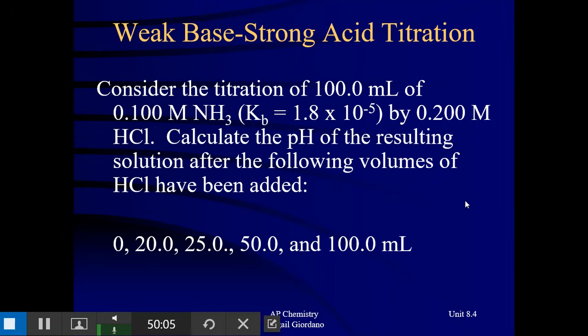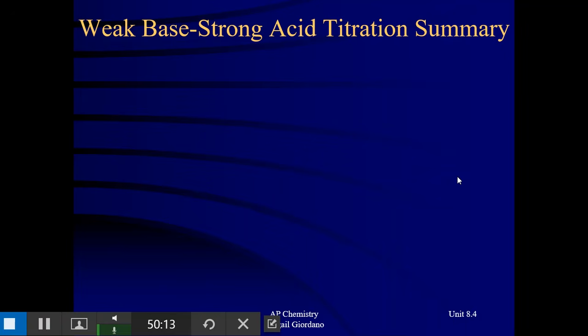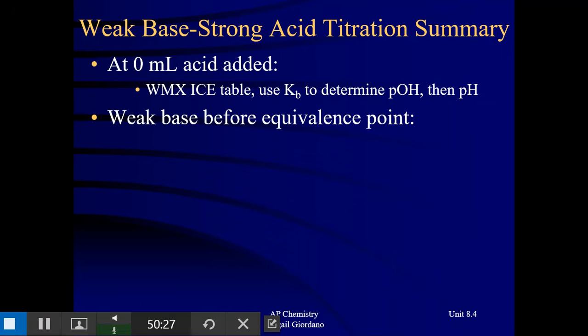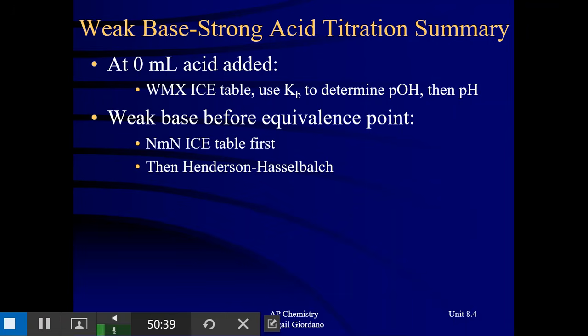So that was a long problem, but I wanted to go through what happens when it's weak base, strong acid. So let's just recap here. When we had not added any acid at all, we had just weak base, and we did a Womack's ice table, and we used the Kb to find the pOH and then find the pH. Once we started adding strong acid to that weak base, but we were not yet to the equivalence point, we did a Newman ice table first, and we saw that at the end of that ice table, we were left with a buffer, so we used the Henderson-Hasselbalch equation.